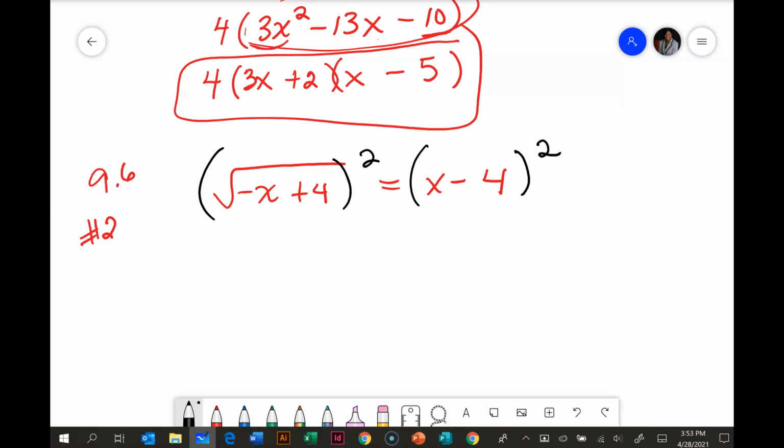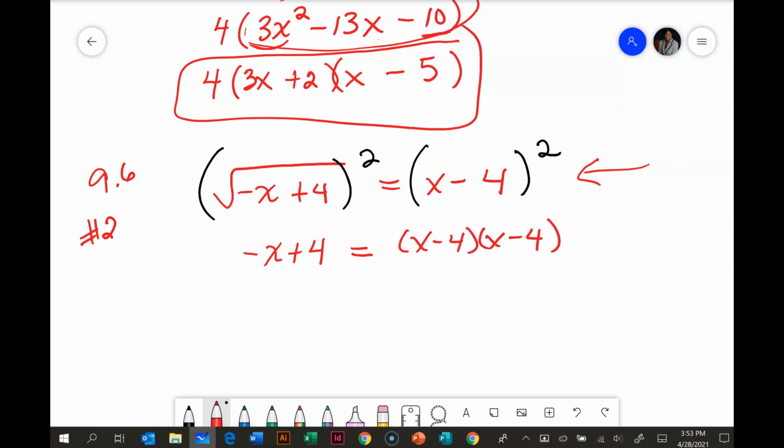Now when you square, that radical goes away because those are inverses of each other, and you're only left with what's under the radical. However, on the right side, what is x minus 4 squared? Hopefully by the end of this course you understand what that means. There's definitely a misconception about it, so please get this before the final exam. X minus 4 squared means x minus 4 times x minus 4.